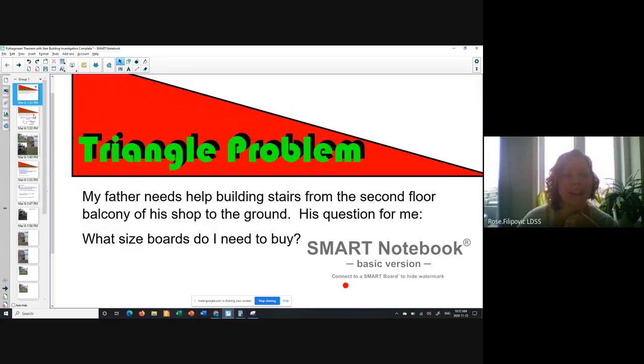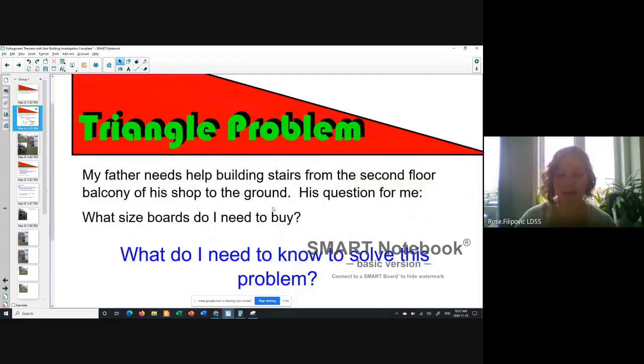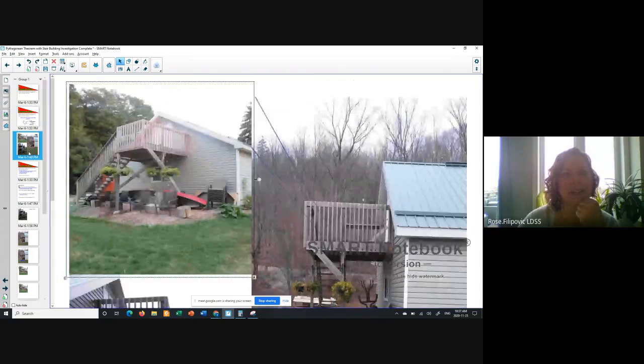And I was more than happy to help him solve this problem. And so I presented this to my students and I asked them what I needed to know to solve the problem. And they said, well, we already know Pythagorean theorem, so we're going to do Pythagorean theorem. And I was like, great. So then I showed these pictures. This is the actual balcony up here, and these are the stairs.